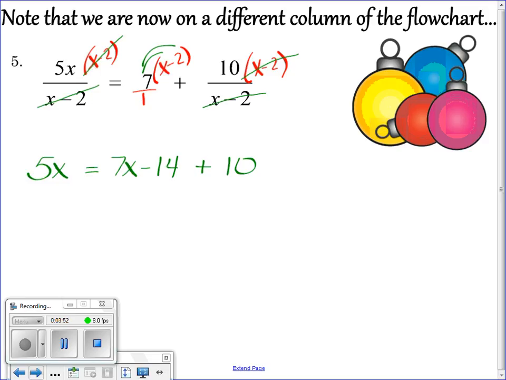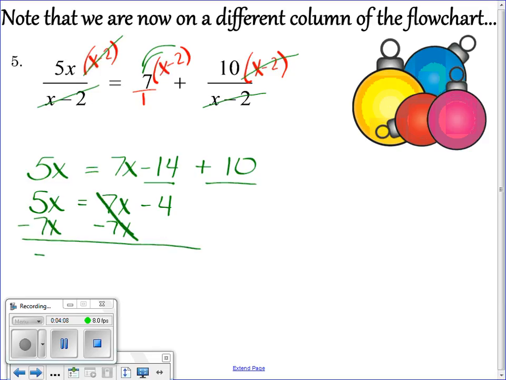So let's clean it up. We got some like terms going over there. I'm going to clean it up first. Negative 14 plus 10 is negative 4. And instead of moving the 5x, I'm going to actually move the 7x. So negative 2x equals negative 4. Divide by negative 2. And x equals 2.